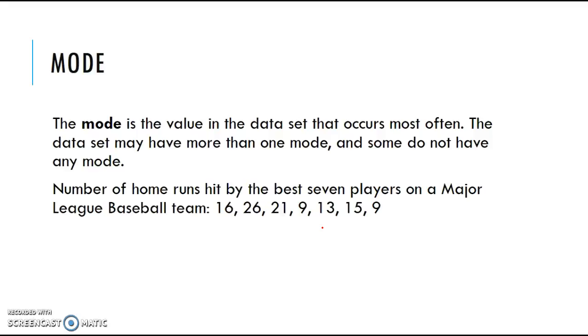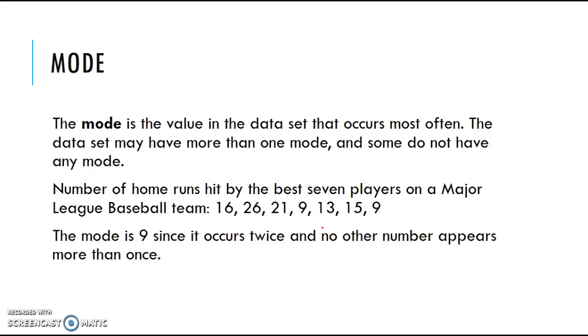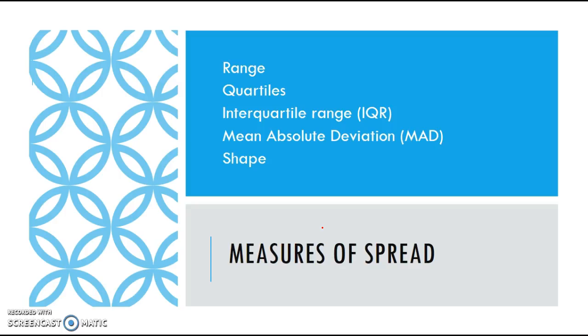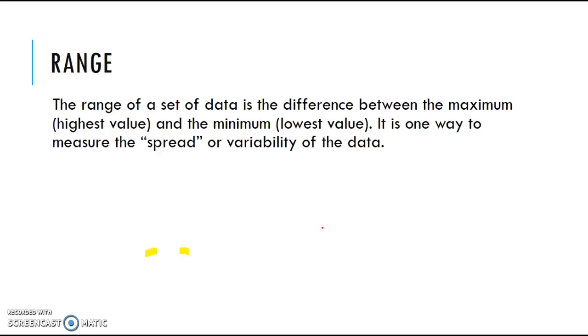Here's the same example again. The mode in this case is 9 since it occurs twice, and there are no others that occur more. The next section, measures of spread: range, quartiles, interquartile range, mean absolute deviation, and shape.